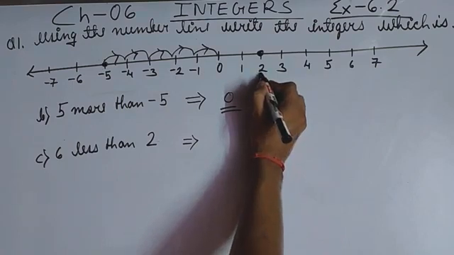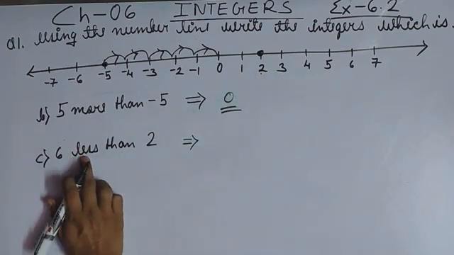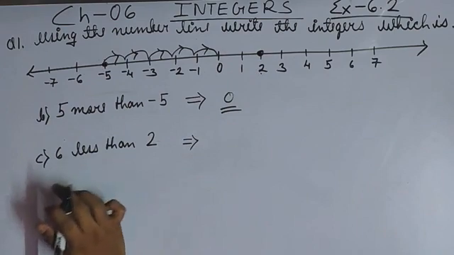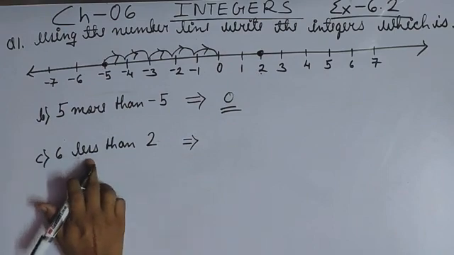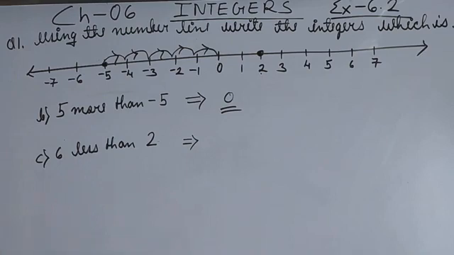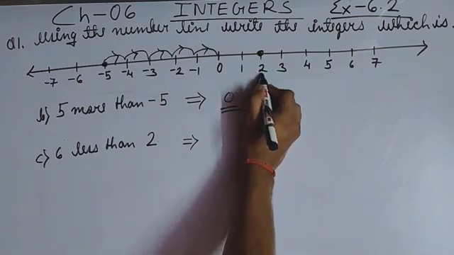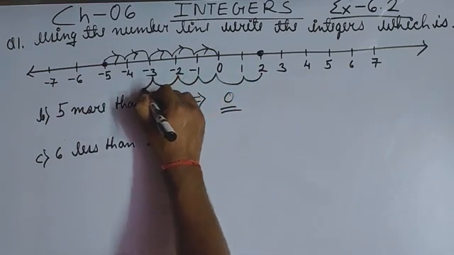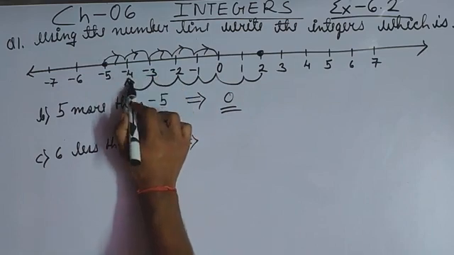So this is 2. How many places will we move? 6 places, because it is 6 less. अगर 10 less होता तो 10 places we have to move. अगर 3 less होता तो 3 places we have to move. Since here it is 6 less, we will be moving 6 places towards the left hand side. So this is 2. 6 place move करेंगे तो 1, 2, 3, 4, 5, 6. Where did we reach?